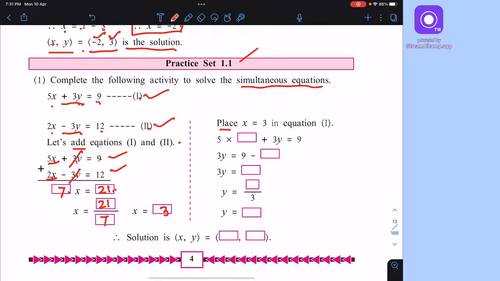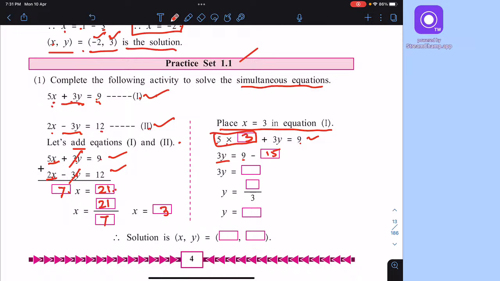Now place this x is equal to 3 in equation 1. You can put in any equation, but they are asking that you put this in 1. So equation 1 is 5x plus 3y is 9. 5 into x, x means 3. 5 into 3 plus 3y is equal to 9. So 3y is written as it is. The 9 on the right hand side will remain 9. And you have to transpose this 5 into 3 to the right hand side. 5 threes are 15. It is positive here, so it will become negative. 9 minus 15. So 3y is equal to 9 minus 15.